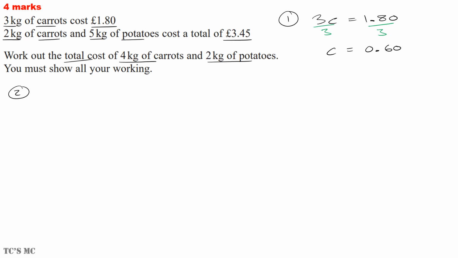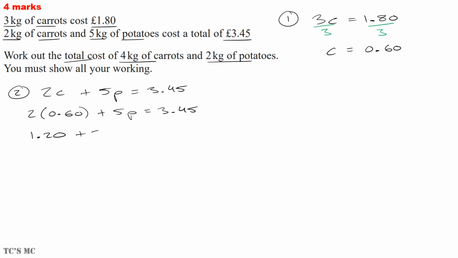Step 2, we can create an equation using the second line. 2 kilograms of carrots add 5 kilograms of potatoes is equal to £3.45. 2 kilograms of carrots is 2 multiplied by 0.60. Add 5p is equal to 3.45. We now have 1.20. Add 5p is equal to 3.45.